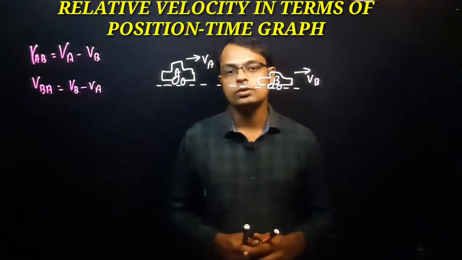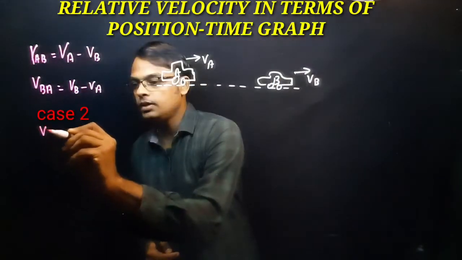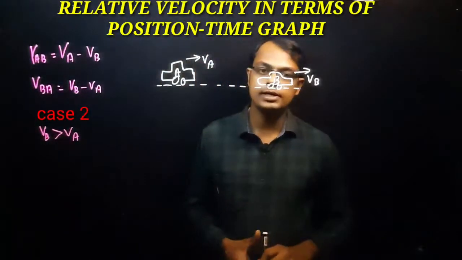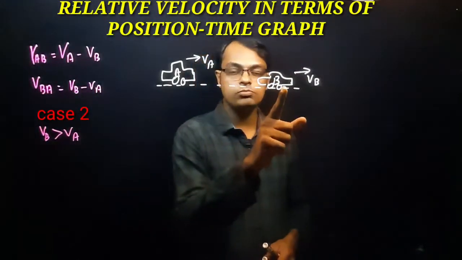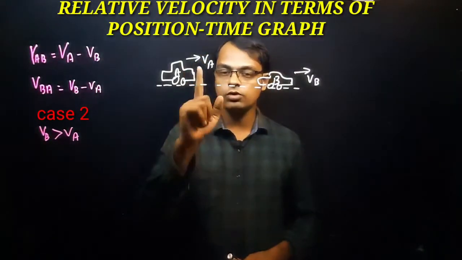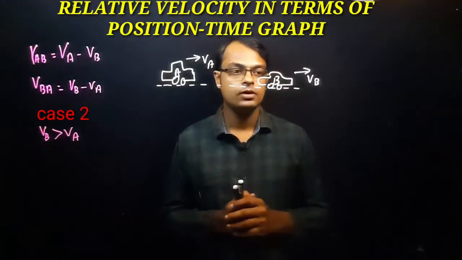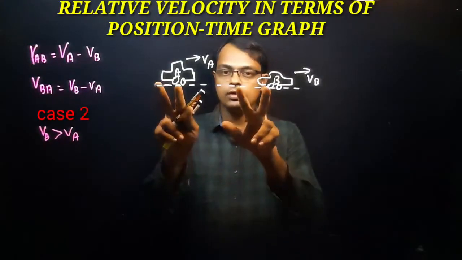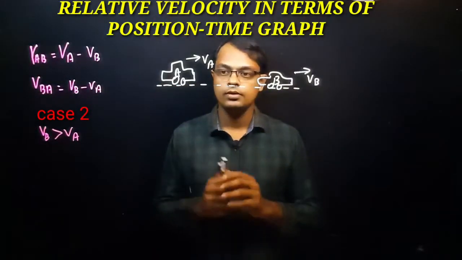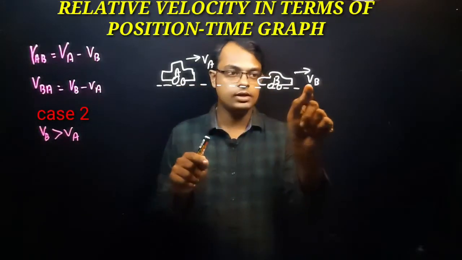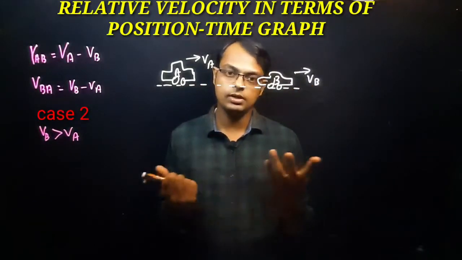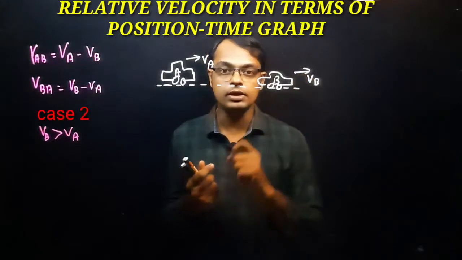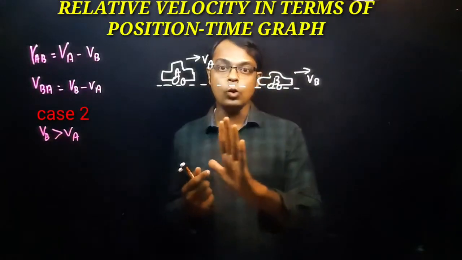Now let's discuss the second case: VB greater than VA. Here, the velocity of object B is greater than the velocity of object A. Imagine this is one car, and this is another car, A. Both are moving on a highway. First of all, this one has a velocity VA and this one has a velocity VB. Maybe they are equal. After some time, imagine the driver in car B applies the accelerator more.